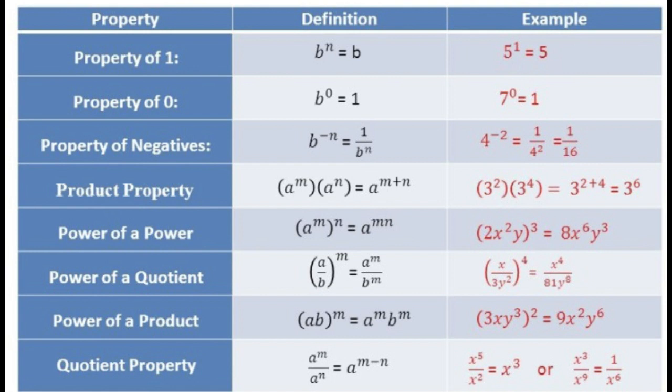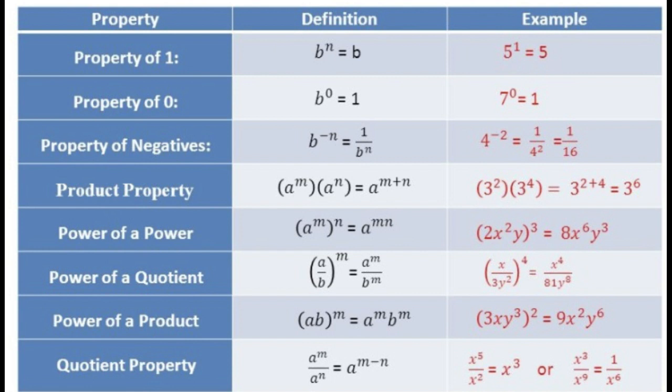Moving on to the property of 0, if any number is raised to the power of 0, it equals 1. So the example they use here is 7 to the 0th power equals 1. So that's just a clear explanation for that. Any number whatsoever, as long as it's raised to the 0 power, equals 1.